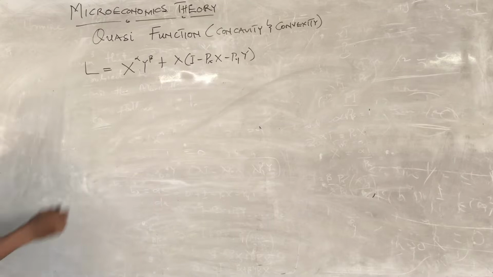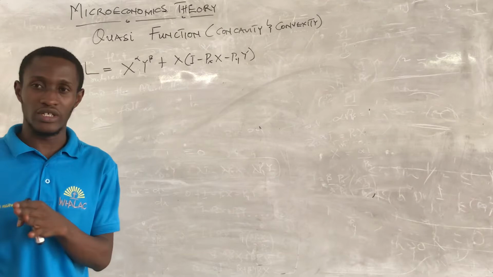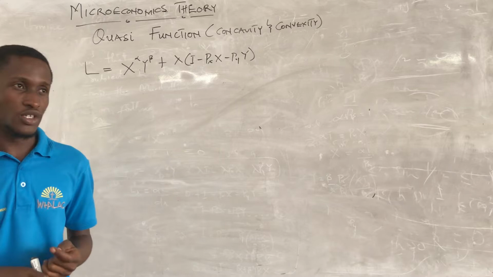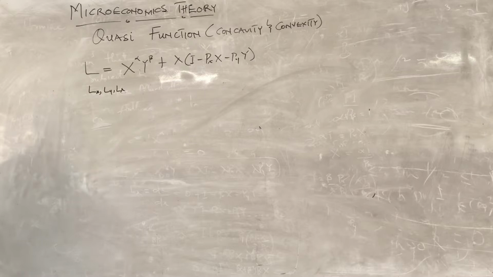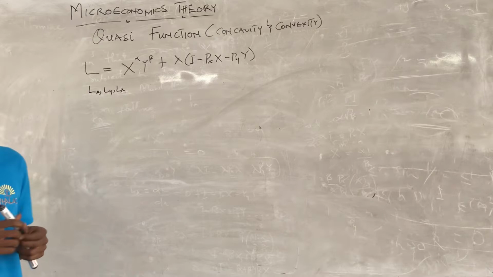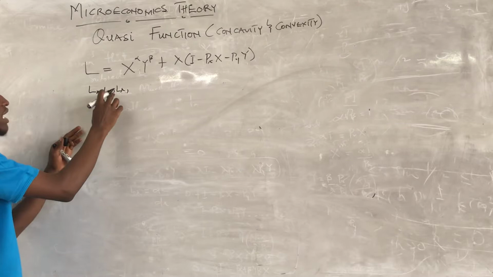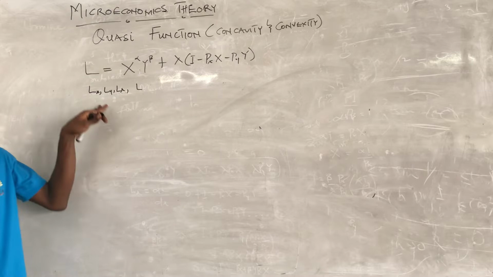So with the quasi function, we'll be applying matrices. We'll be applying the determinant of a 3x3 matrix. If you don't know how to find the determinant of a matrix, you can watch the video on the matrix. Okay. So we'll need Lx, Ly, L lambda. When you know what the question demands, it helps you do things fast and accurately. Then we'll find the second derivatives of each of these first derivatives, with respect to each of the variables.